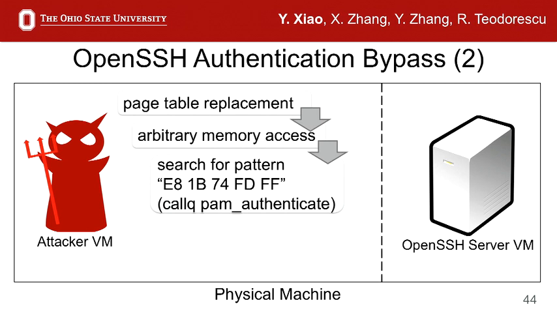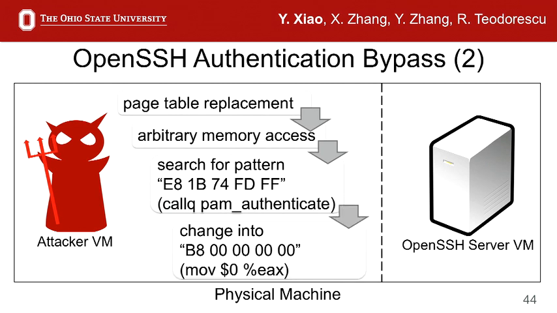Then it searches for the 5-byte machine code of core PAM authenticates. Although the 5-byte pattern seems to be too short, we found that it was unique on our experiment machine in our tests. Once the pattern is found, we change the code into move 0 to EAX by directly writing to the memory. By then, we finish our attack.